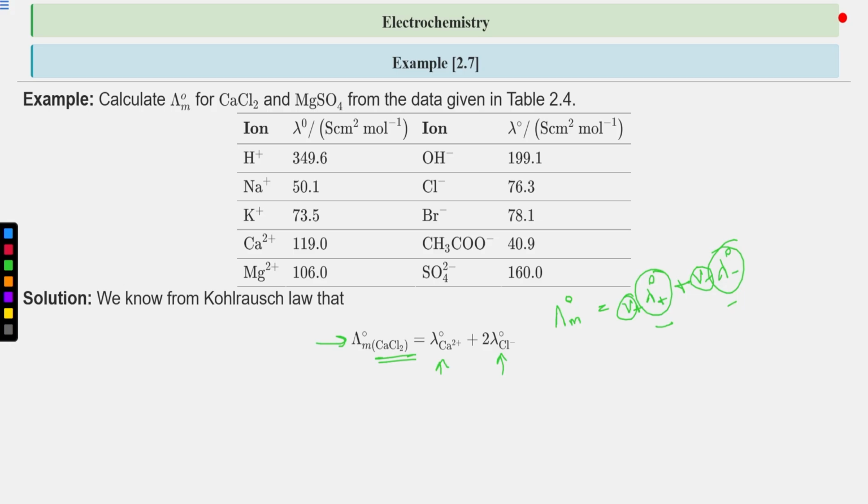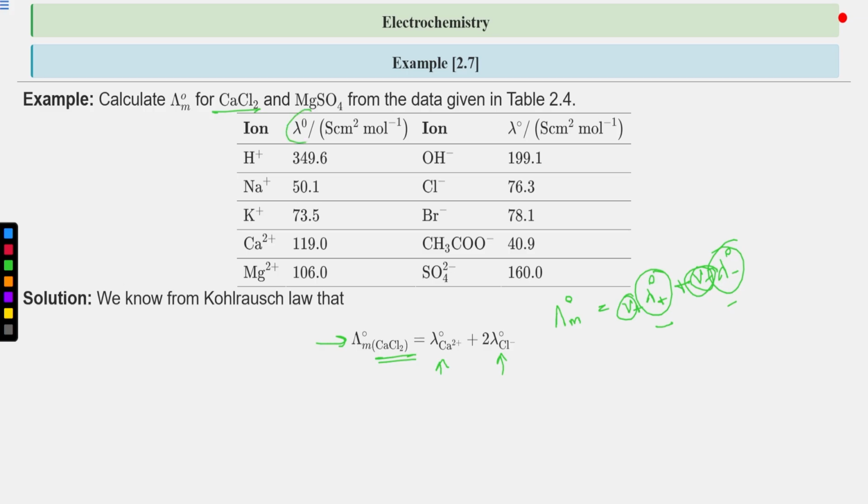Okay, so for calcium chloride, the limiting molar conductivity will be V positive. For the calcium 2 positive, we have obtained only one calcium 2 positive. So 1 multiplied by lambda naught of calcium 2 positive, plus the number of anions we obtain, which is 2 chlorine negative. So 2 times lambda naught of Cl negative. Okay, this will be the equation.